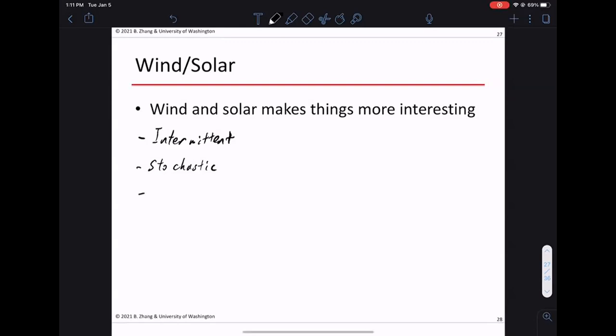Then we have other issues, things like economics. Economics means, how do we make money? If you build a wind turbine or a solar panel, how much money can you make? How should we price this? At the end of the day, some money has to change hands. How do we do that? And then we always have the technical aspect of it. Engineering-wise, how do we deal with this uncertainty? How do we integrate and pay the grid and the resources? All these aspects come together to make things more interesting.